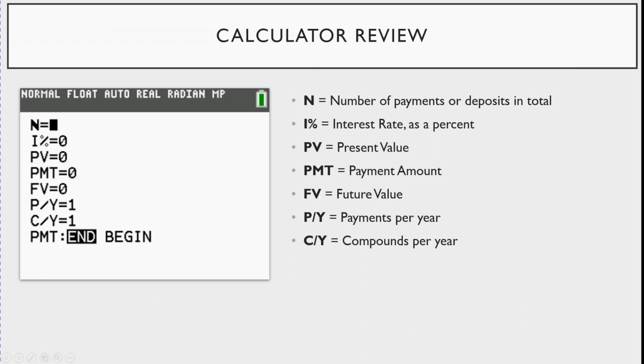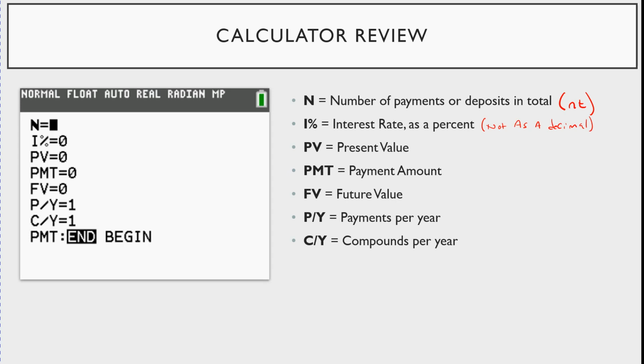Okay, so what do the options stand for? N stands for the number of payments or deposits in total. That's just lowercase n times t, so the number of payments per year times the total number of years. I is the interest rate, which you're going to plug in as a percent, not as a decimal. So if I say the interest rate is 9%, you're literally going to put in 9.